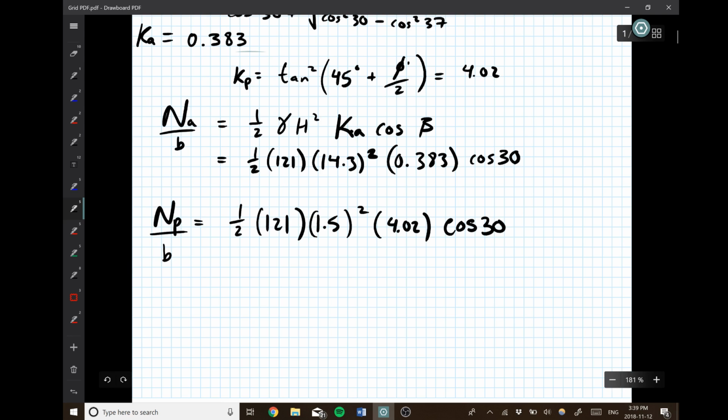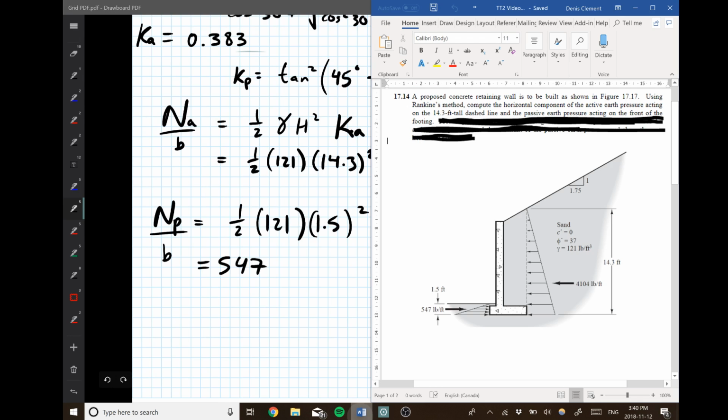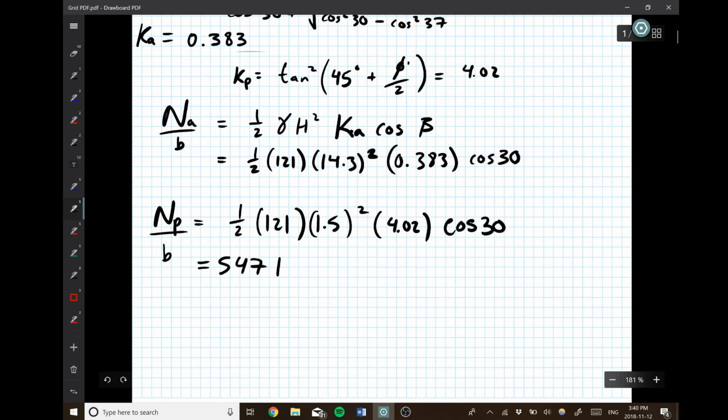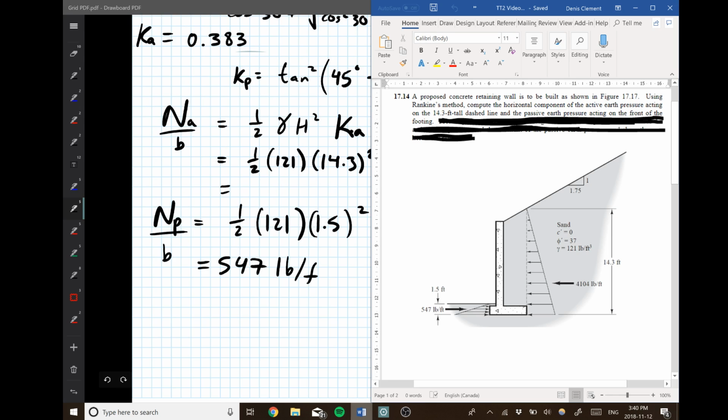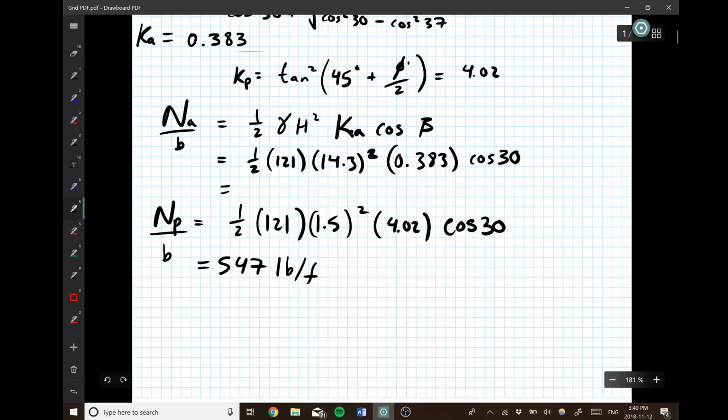And that gives us 547 pounds per foot. And our active is 4,104 pounds per foot. Answers there.